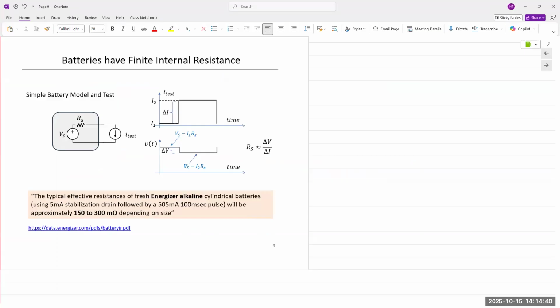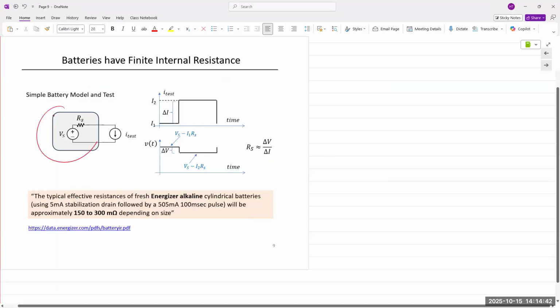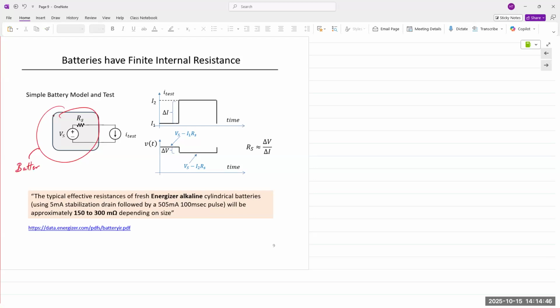So we have a battery. The electrical model for the battery is a voltage source in series with a resistance Rs. It's a sealed box. We cannot probe inside this box. That resistance is noted as Rs, and we're applying a test current at its output terminals, right here.